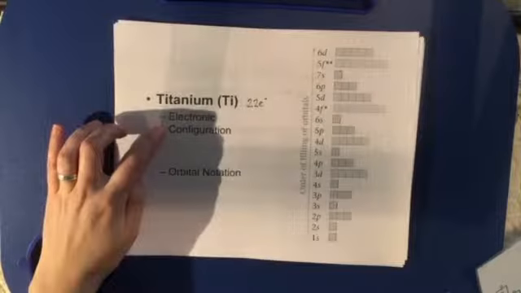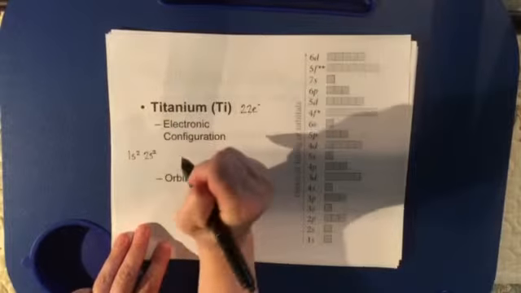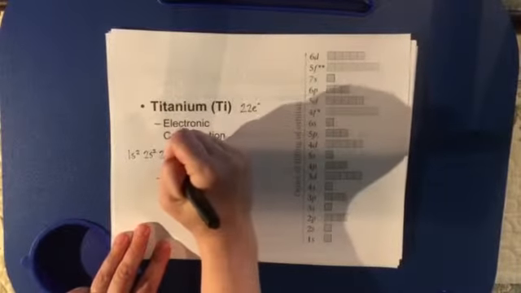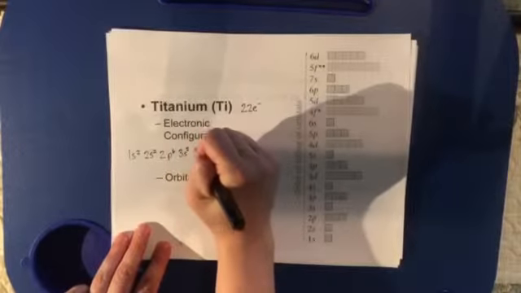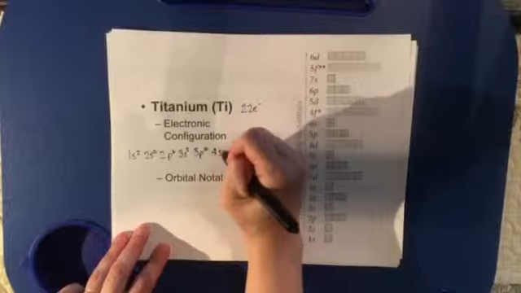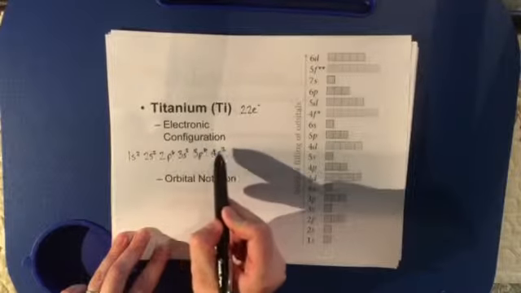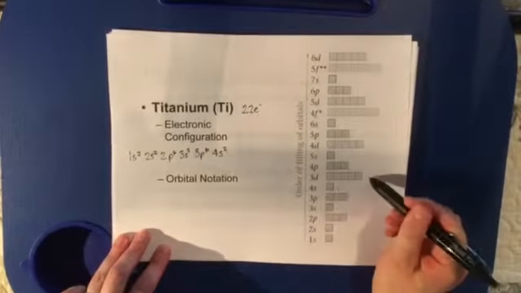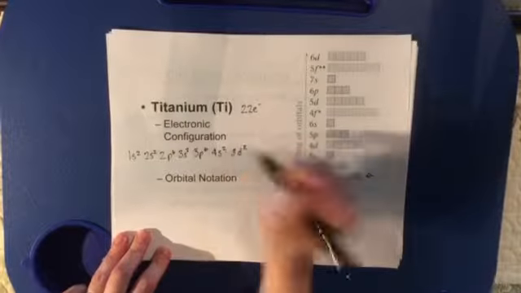And so the electron configuration would be 1s2, 2s2, 2p6, 3s2, 3p6, 4s2, and so that gets me to 2, 4, 10, 12, 18, 20. And so this is where I'm going to stop with 2 electrons right there.